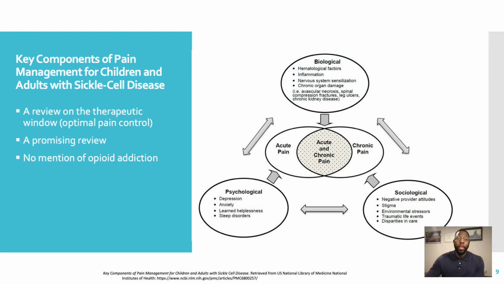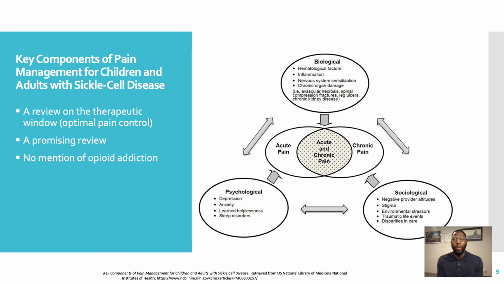And finally, we have the article that I was perhaps most perplexed by. This is titled Key Components of Pain Management for Children and Adults with Sickle Cell Disease. This was a review of the therapeutic window surrounding optimal pain control using opioids. Originally, this was one of the top hits that I got within my opioid addiction and sickle cell disease patients and alternative methods key searches. And I was quite disappointed.